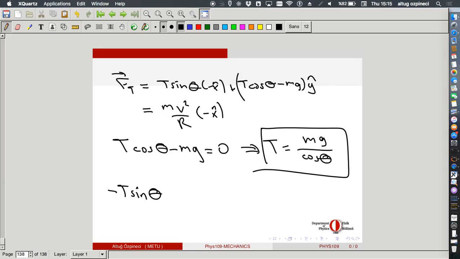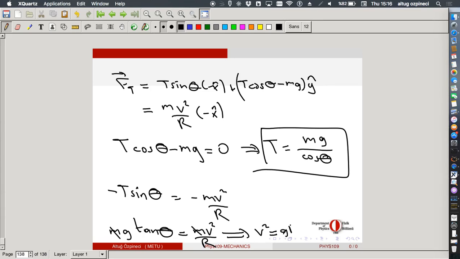Now, secondly, the x component of the total force is just T sine theta. And this should be equal to the x component of this vector over here, which is minus mv squared over r. We already know what T is, at least in terms of this angle theta. T sine theta is nothing but mg tangent theta, which should be equal to mv squared over r. And this just tells us that m's we can cancel. v squared should be equal to g times r times tangent theta.